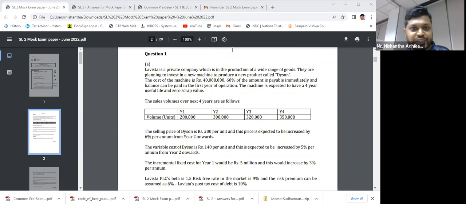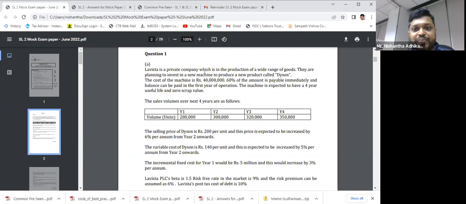First question. It is related to La Vista. It's a private limited company. This is related to investment appraisal and sensitivity analysis. I will say which is relevant cash flow, which is not relevant cash flow, which need to be recognized, and how to answer this particular illustration. This is relevant to project appraisal. It asks to do the sensitivity analysis, right?